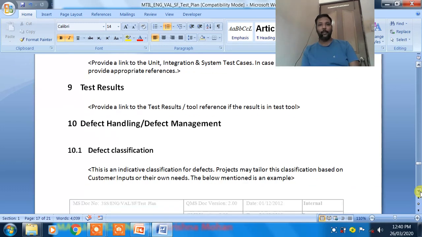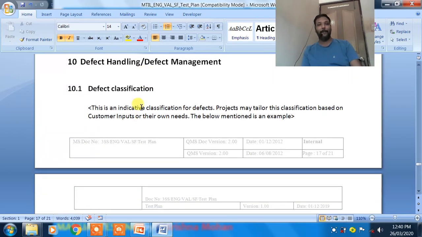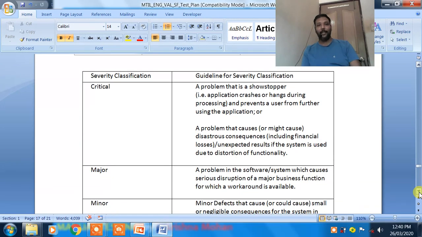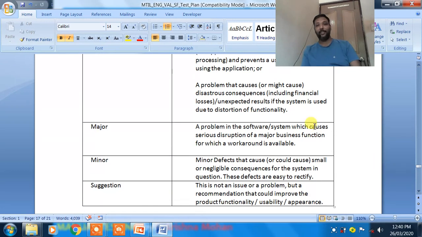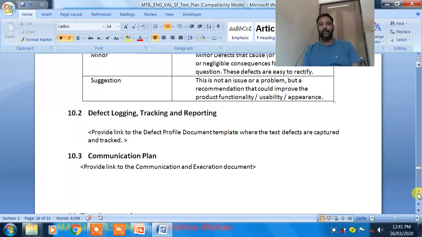Okay, how the defects are being managed, how the defects are first classified: defect management and handling. We have defect classification: what is a critical defect, what is a major defect, what is a minor defect, what is a suggestion. Here it has to be mentioned what type of defect you can call major, minor, suggestion, or critical. Well, it depends upon the company what terminology they use. Severity of the defect. Then how the defects are being logged, reported and tracked.